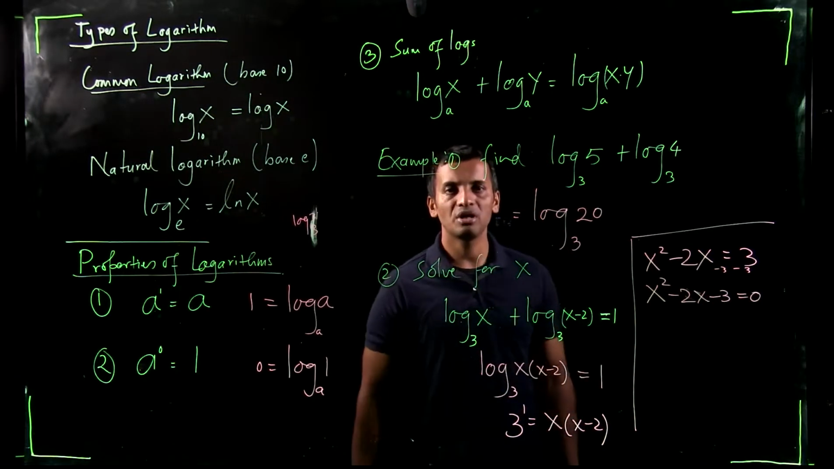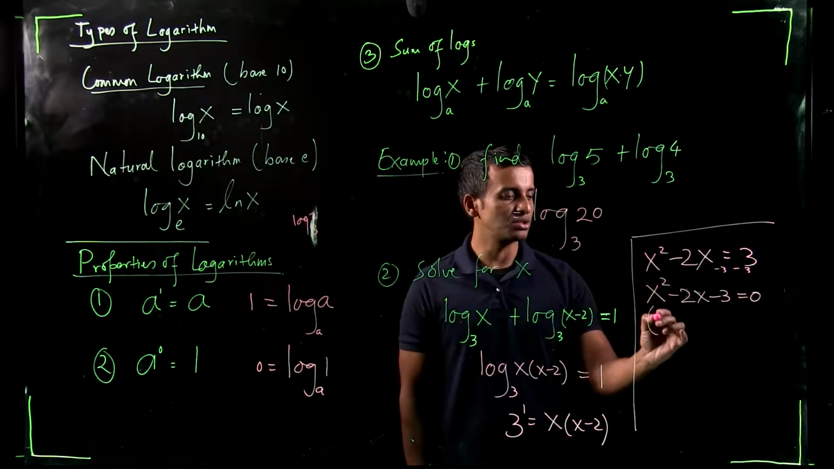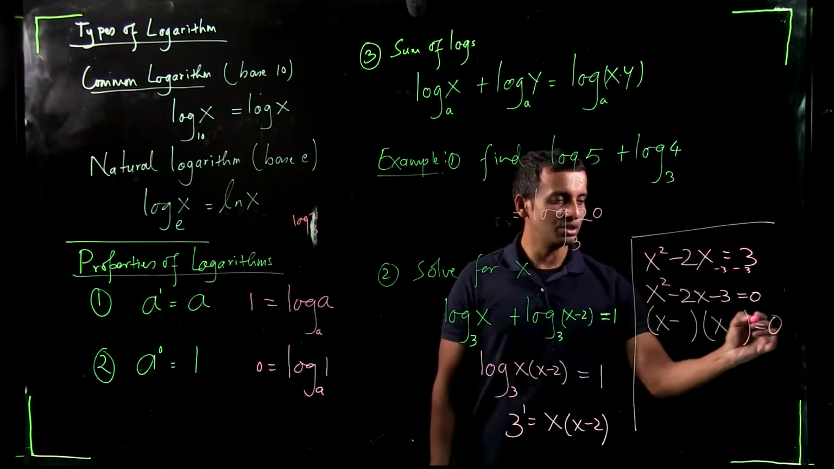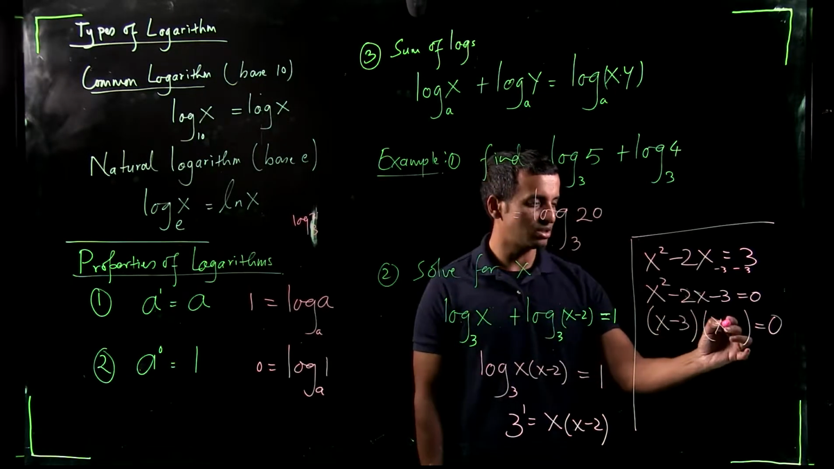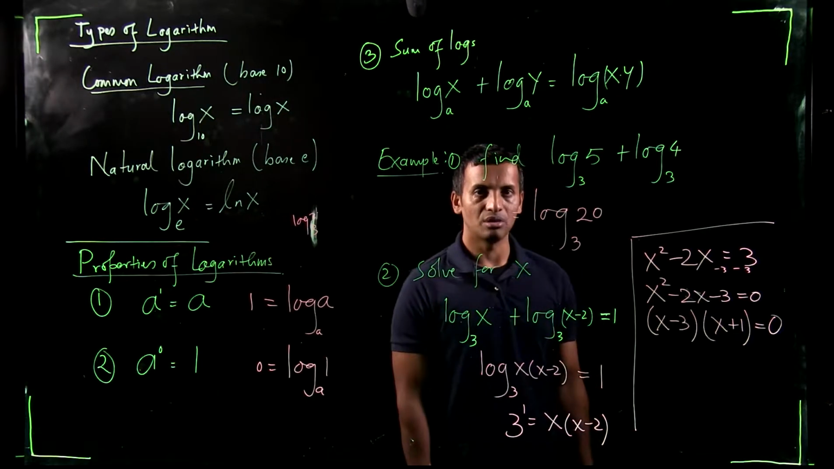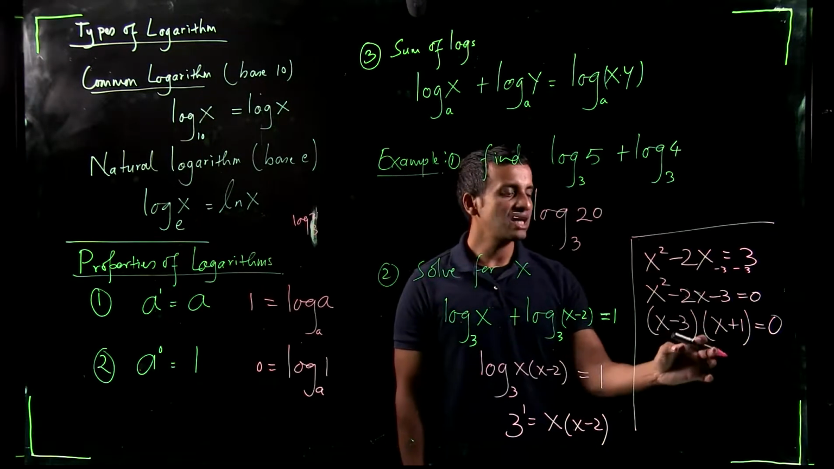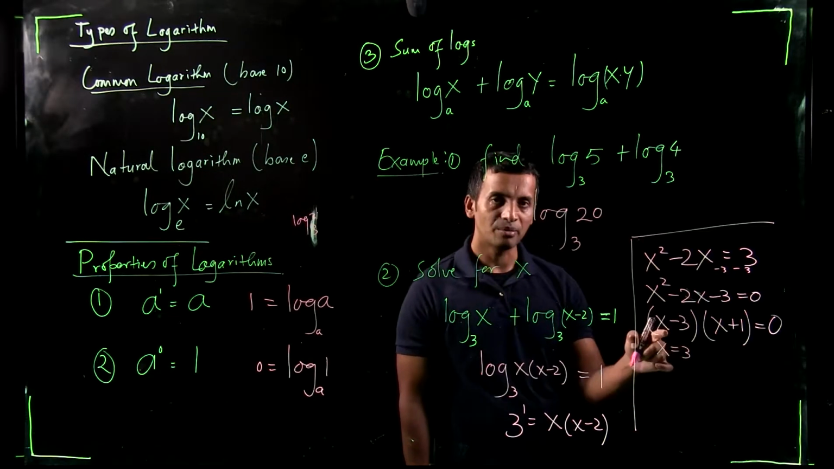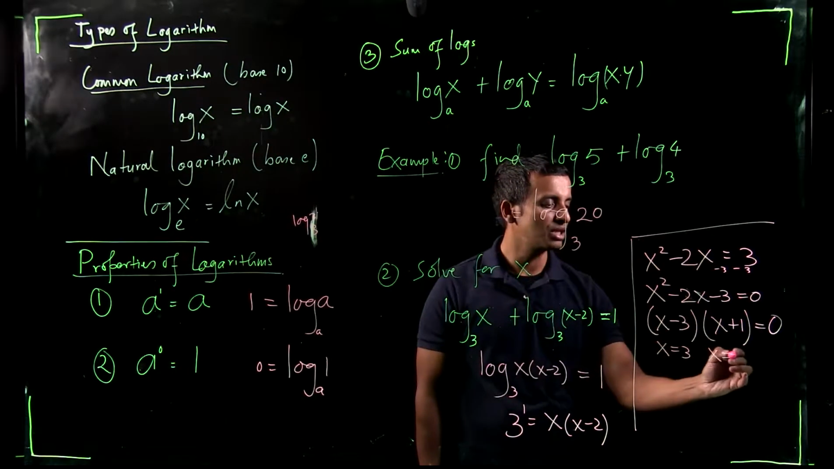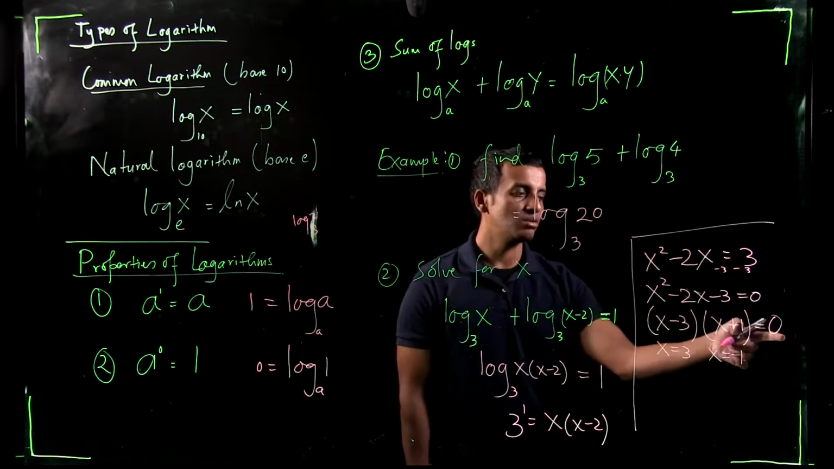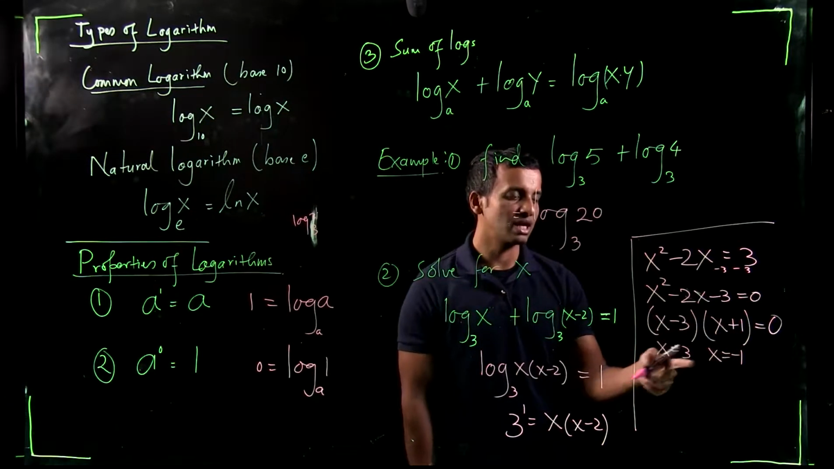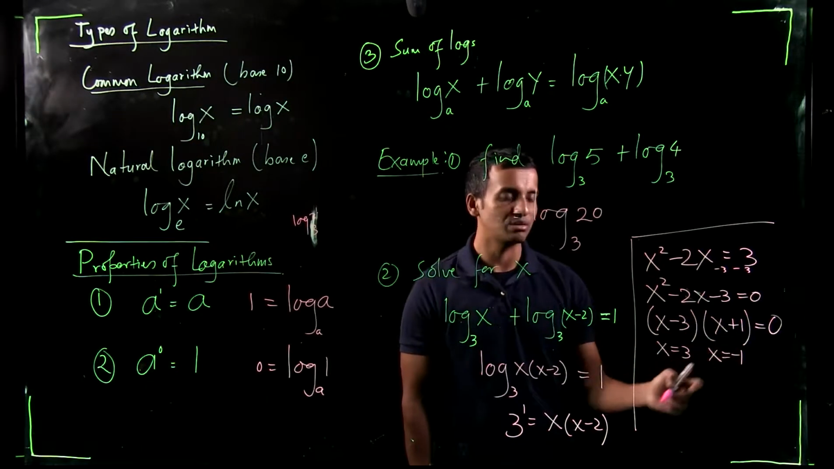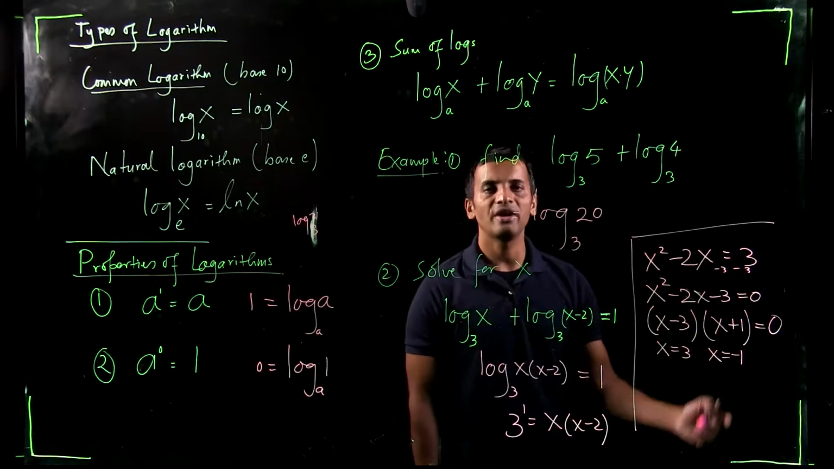Now either you need to use the quadratic formula or get the two factors. So (x minus 3)(x plus 1) equals 0. Okay, so what are the values of x? If you solve the first one, x minus 3 equals 0, add 3 on both sides, you get x equals 3. From the second, x plus 1 equals 0, subtract 1, you get x equals -1. So we got these two values of x.